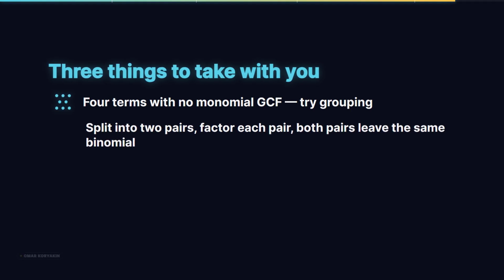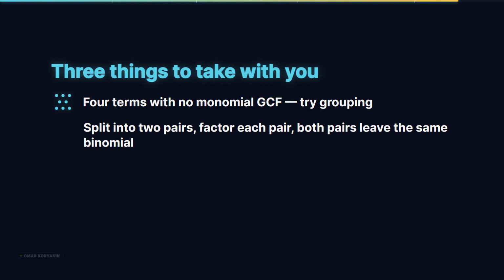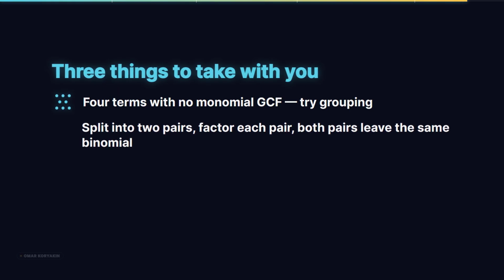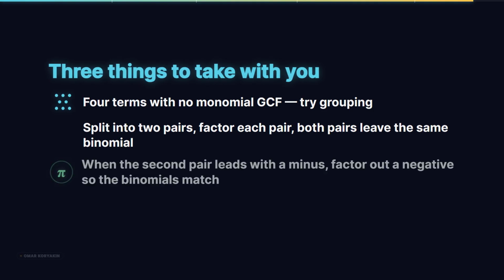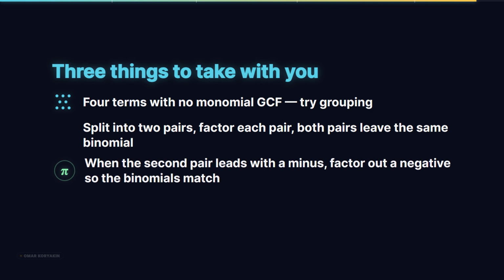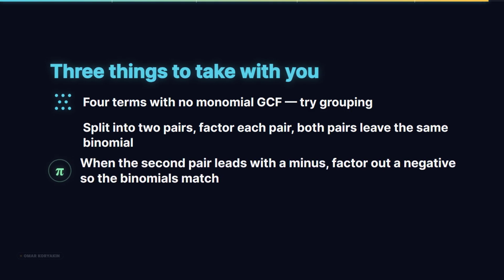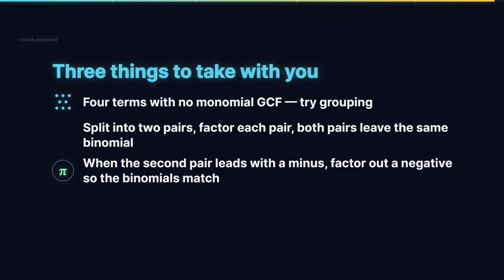Split the 4 terms into 2 pairs. Factor a common factor from each pair separately. The 2 pairs must leave the same binomial in their parentheses. That shared binomial is the answer's first factor. What is left out front is the second. When the second pair starts with a negative, factor out a negative number from that pair. That sign flip is what lets the second binomial match the first. If you try to factor a positive number from a pair that starts negative, the leftover binomial would have flipped signs and the grouping would fail.